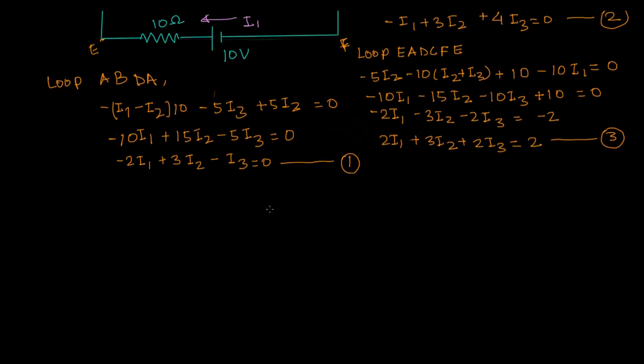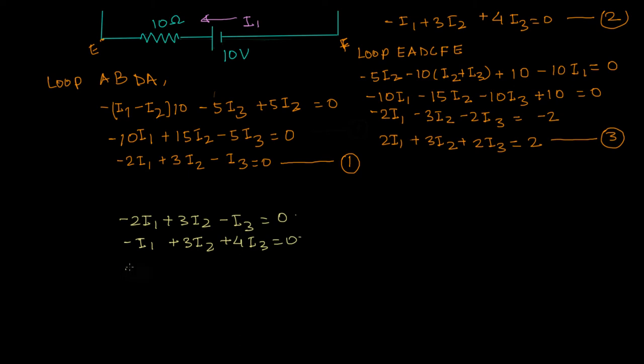Now, again, the thing is, you should write these equations in one place, okay? And then start operations on them. So let me write it again. It is minus 2I1 plus 3I2 minus I3 is equal to 0, right? And the second equation is minus I1 plus 3I2 plus 4I3 is equal to 0.